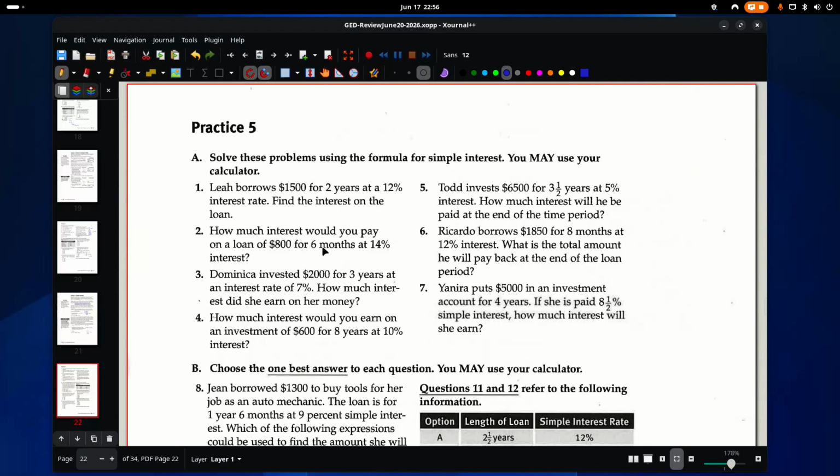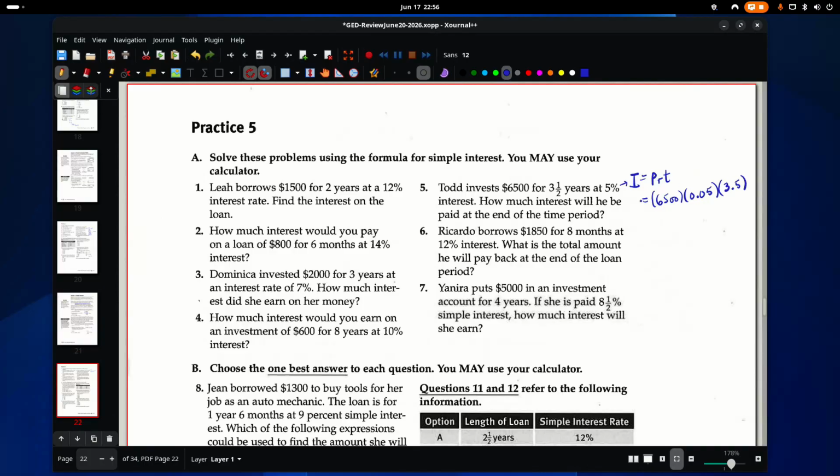So Todd invests $6,500 for 3.5 years at 5% interest. How much interest will he be paid at the end of the time period? So the interest here is equal to our PRT. So our principal is $6,500. The rate is 5%, so that's 0.05. We have to write it as a decimal number, and then times 3.5.